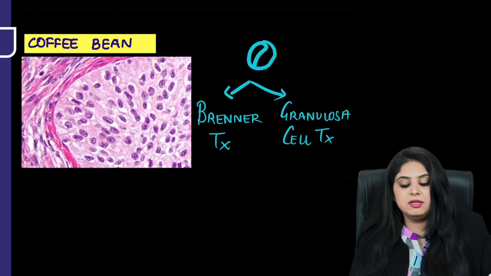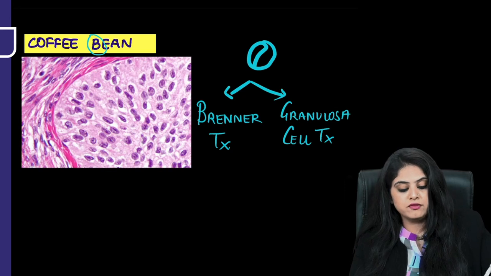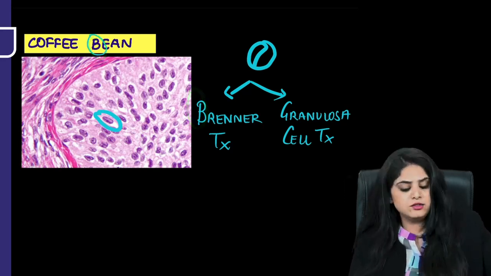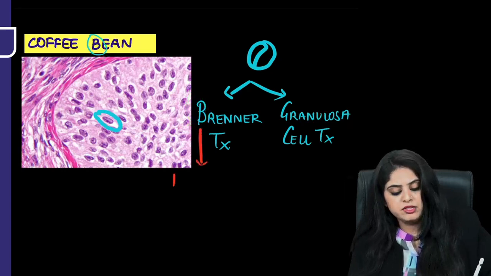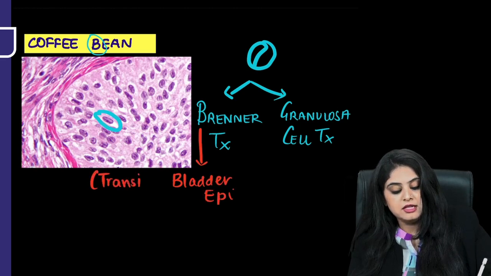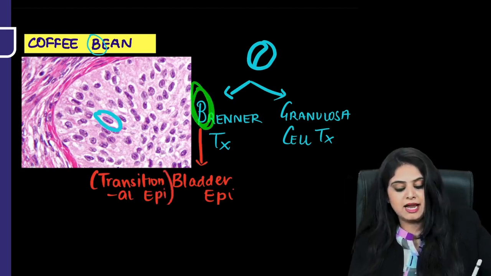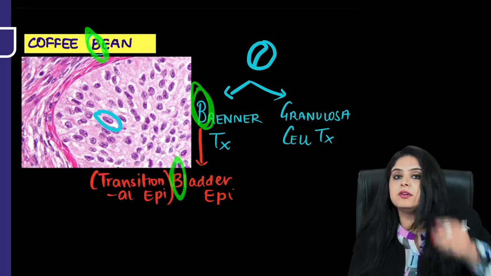Now let's come to BBB, which is the tumor that shows you coffee bean. Look at the nucleus. The nucleus has a line going through it. So please remember, B for Brenner tumor. Coffee bean is seen in Brenner tumor. What else do you see in Brenner tumor? Brenner tumor is very famous for bladder epithelium. Guys, which is the bladder epithelium? What is the epithelium of the urinary bladder? Transitional epithelium, right? Transitional epithelium. So I have learned BBB. In Brenner tumor there will be bladder epithelium and bean appearance.